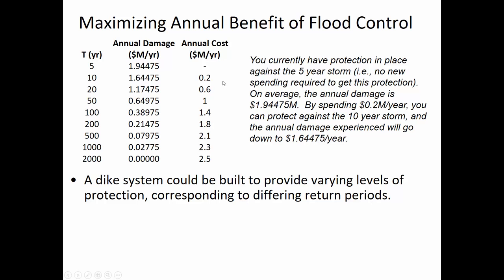So in other words, you spent 0.2 million and you reduced your damage by 0.3 million. And so the rule is you should always spend the additional dollar if you're saving more than you're spending. So should you spend $0.2 million to save $0.3 million? Absolutely. So keep buying the next largest alternative until the incremental cost outweighs the incremental benefit. Then you shouldn't build the next level down.